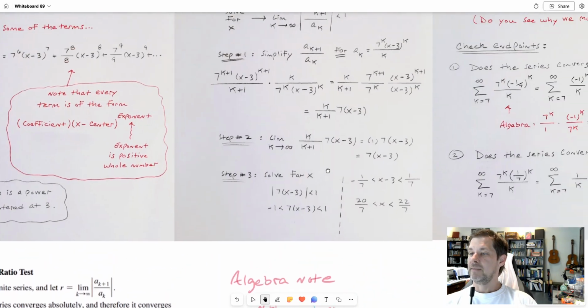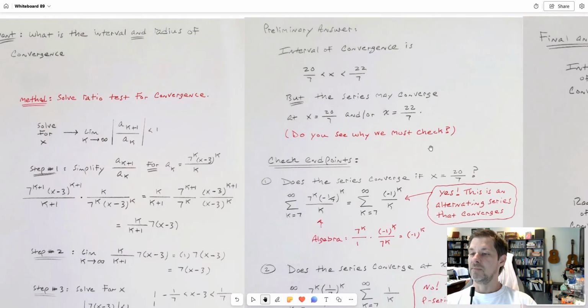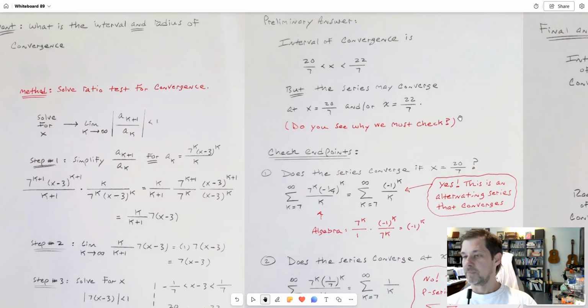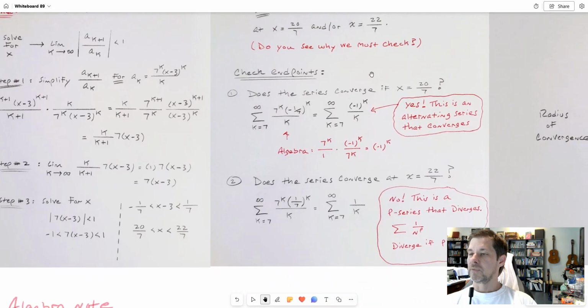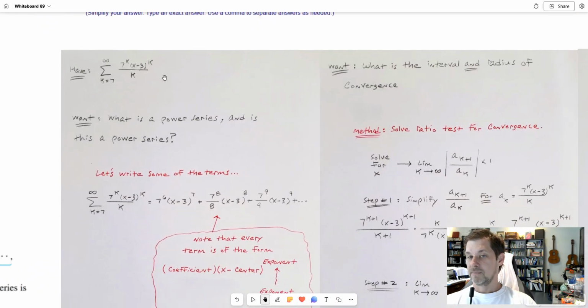Now, at the endpoints, 20 over 7 and 22 over 7, this limit would be 1, and the test would be inconclusive. So that's why we have to check the endpoints, because maybe they work, maybe they don't. Okay, so here's what we'll do. We will take those endpoints, 20 over 7 for x and 22 over 7 for x, put them in this series, and see on a case-by-case basis if it converges or not.